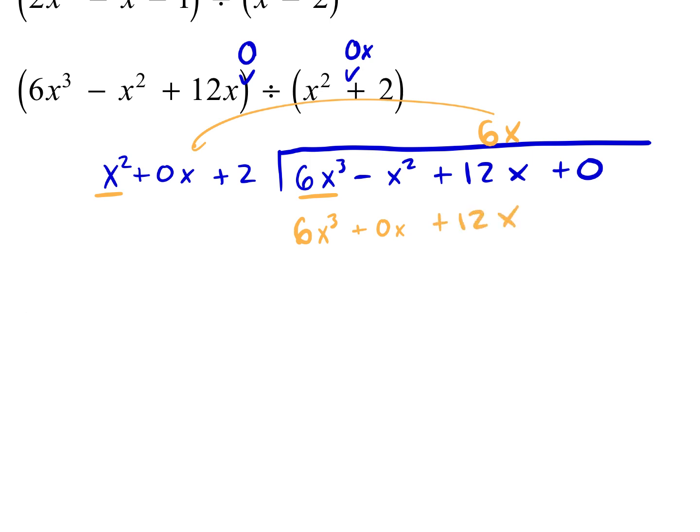What's next? Change the signs and combine. What happens to the 6x cubes? Cancel. What's negative x squared minus 0x squared? Negative x squared. And 12x minus 12x? 0. What do I do next? We can drop down the 0. And what else?